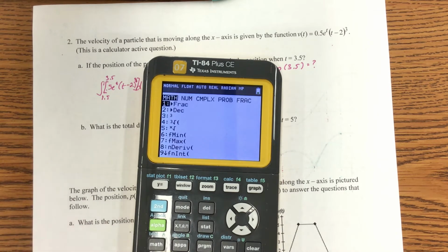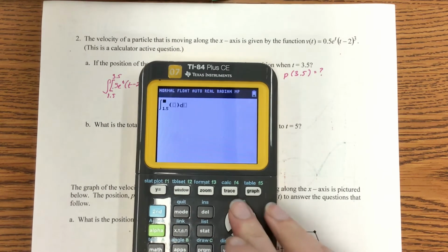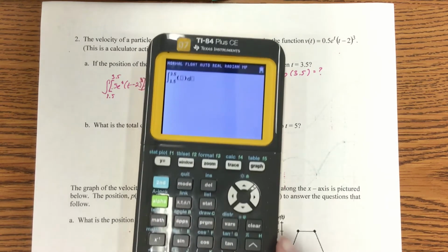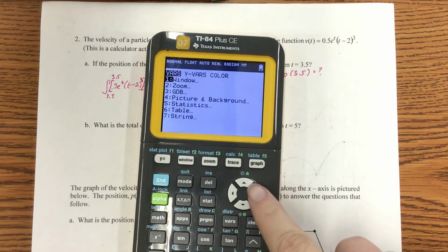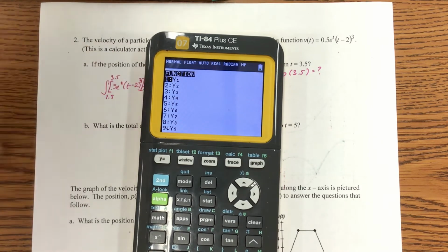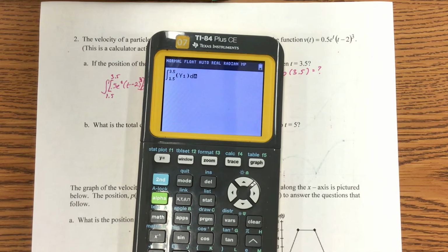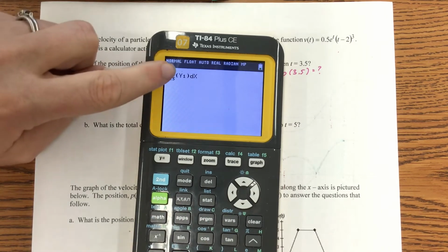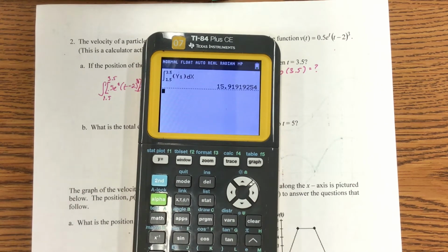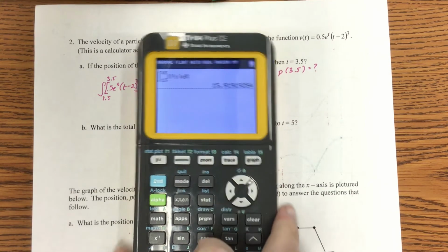To take an integral, you hit math 9, and we get this pretty picture. Our a value is 1.5, b is 3.5. We're gonna plug in y1 here, and to get that, you will hit vars, hit right to get to y vars, and hit enter once, really twice, because we are picking y1. And then we're gonna make this an x, because y1 was in terms of x, like we plugged in x's for it. Enter, we get 15.9191924, 3 decimal places because this is calculus. So 15.919.